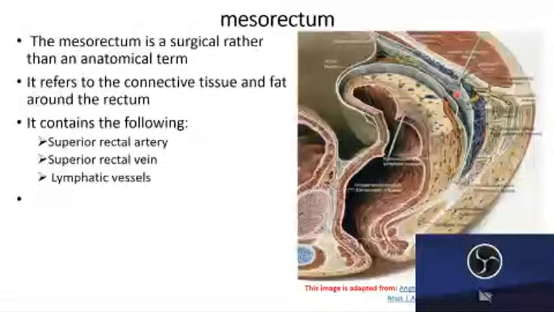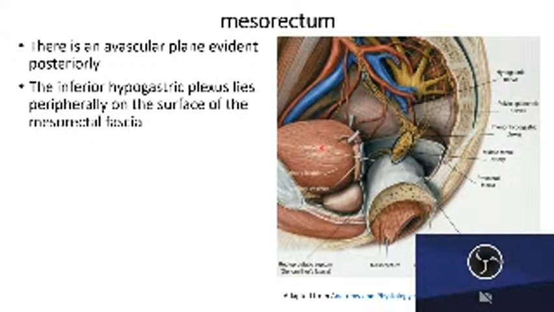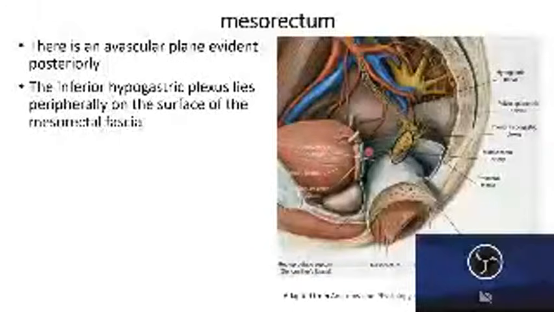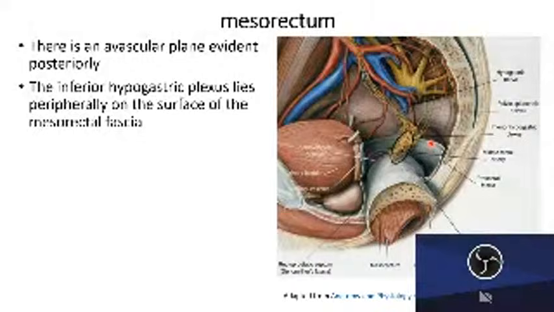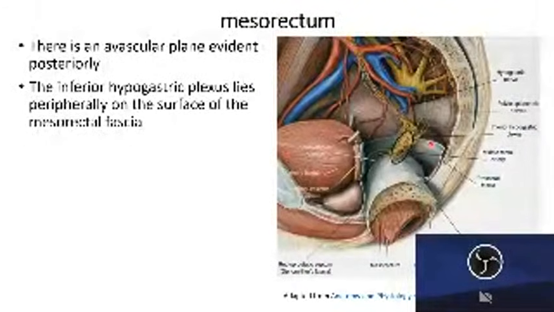Again, excision of the rectum in the case of rectal cancer. All these will also be removed alongside the rectum. They have to be removed alongside during surgical operation. Like I said earlier on, I talked about the avascular plane, which is between the mesorectal fascia and the anorectal fascia.